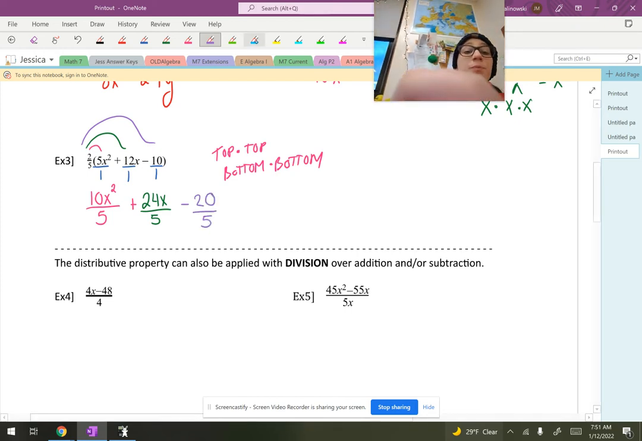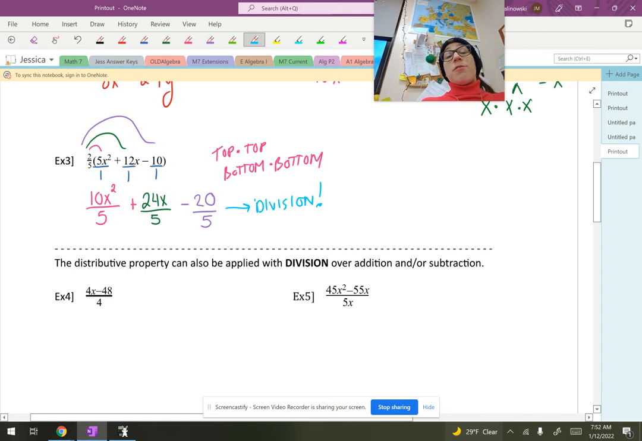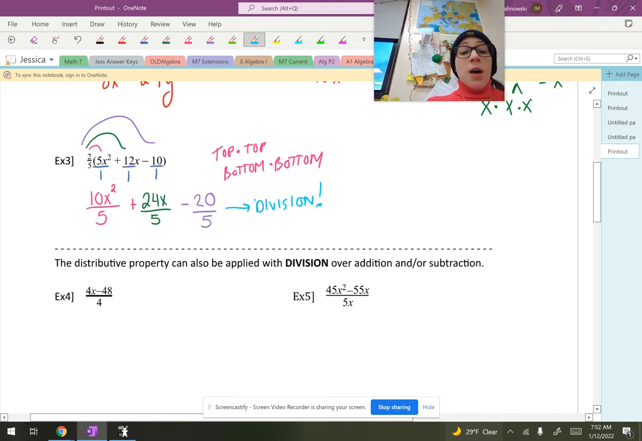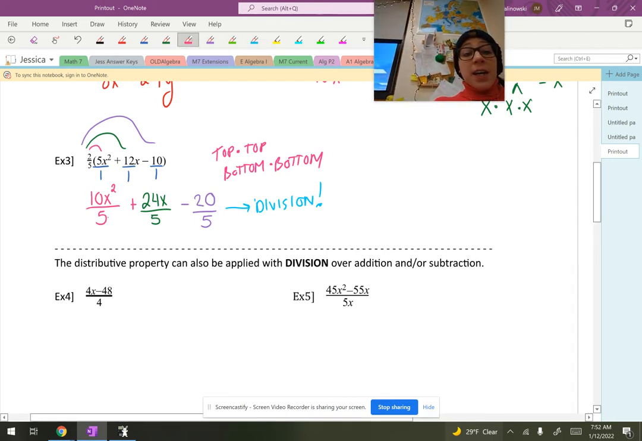Boom. Remember, that means division. So we can check to see if we can do that division to see if those numbers can be simplified nice and normally. Which they can. 10x squared divided by 5. Well, 10 divided by 5 is going to turn into 2, and my x squared is just going to stay the same.